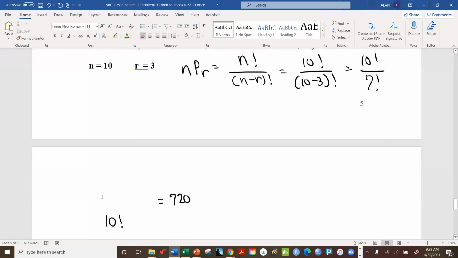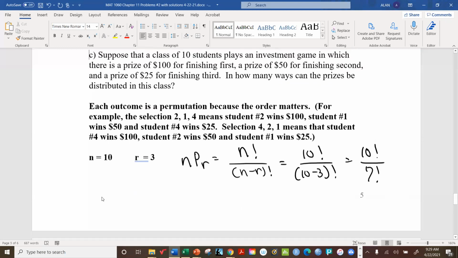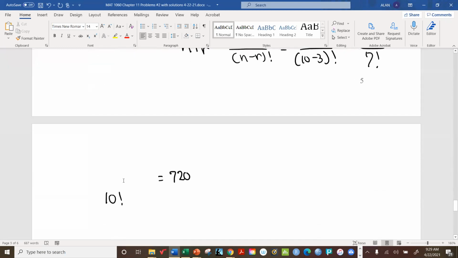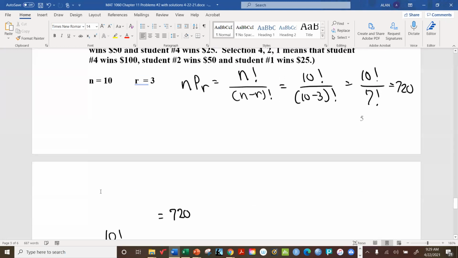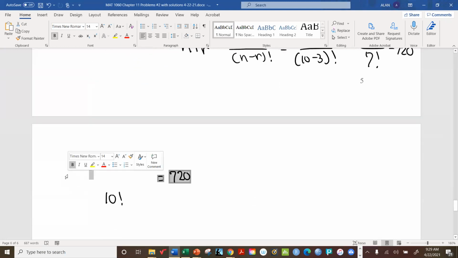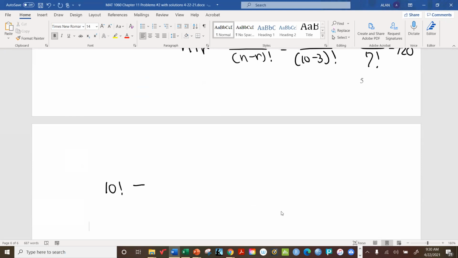This one is easy. This one should never be a problem because for the keystrokes, it would literally just be 10 factorial divided by 7 factorial equals.